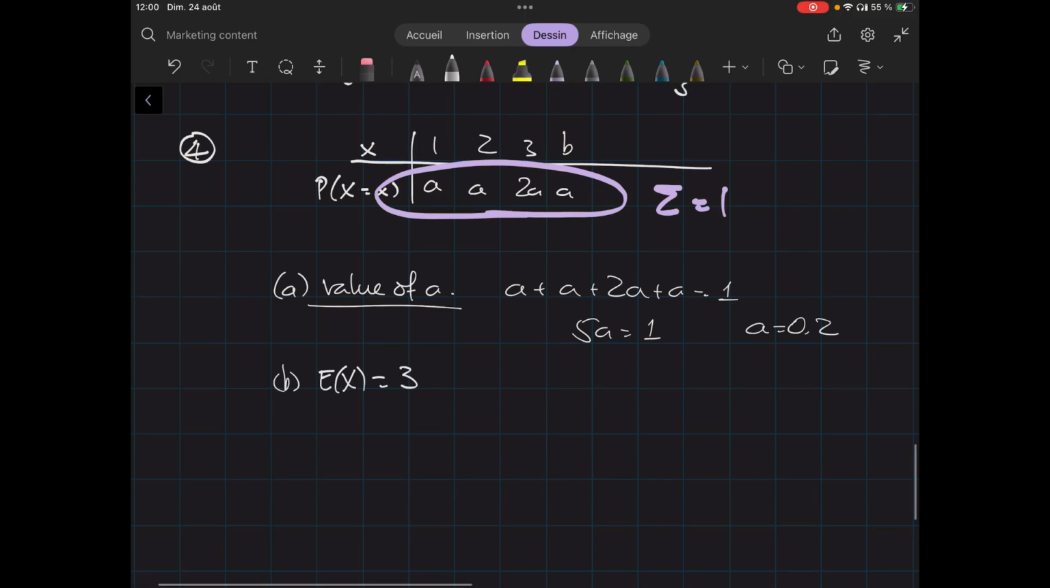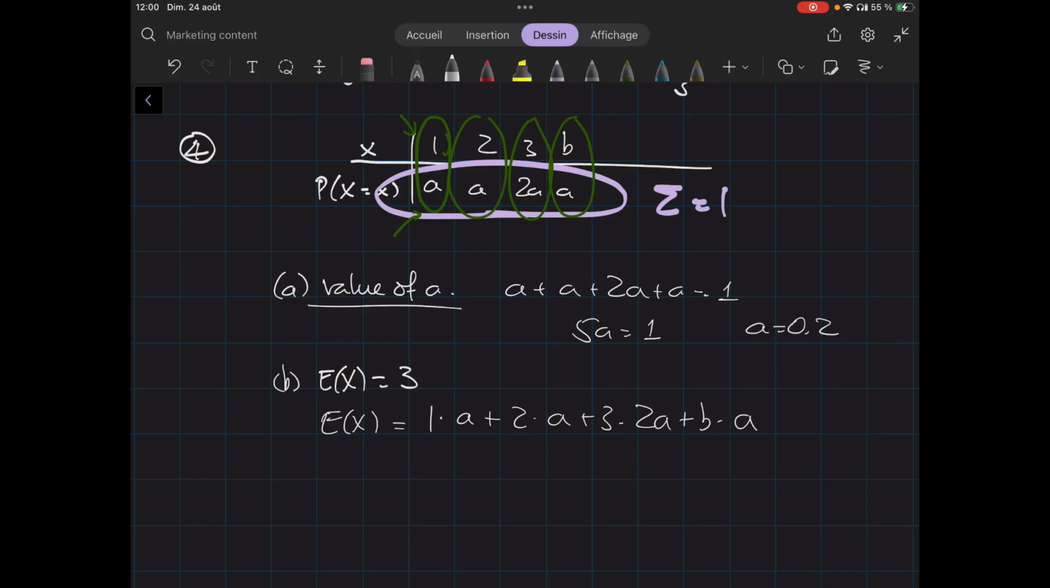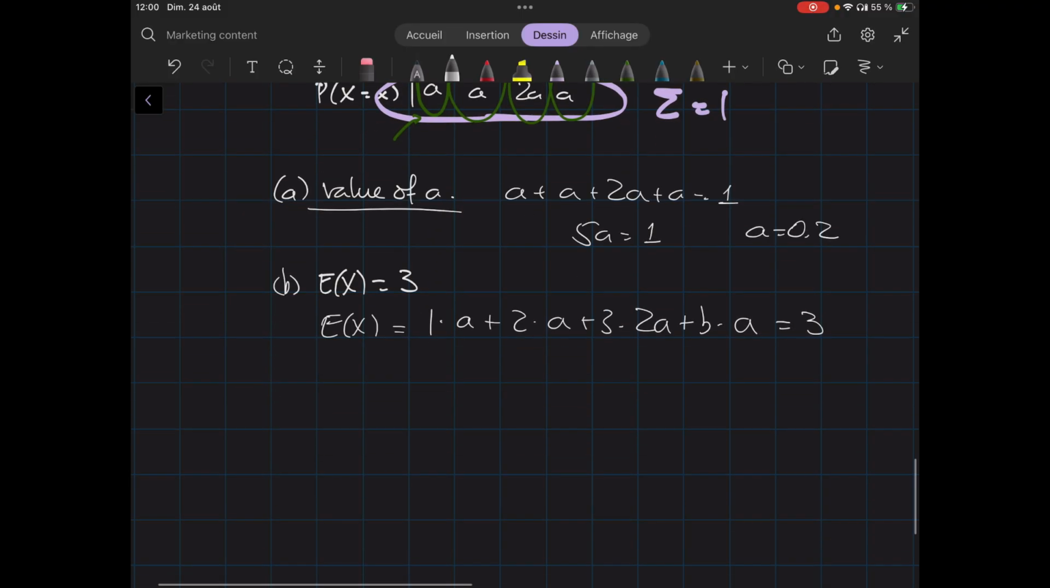Part B, you are now given the expected value of x. To calculate the expected value, we'll sum up the product of the value of the function and the probability of that value occurring. So E of x is equal to 1 times a plus 2 times a plus 3 times 2a plus b times a, and this is equal to 3. Now for the previous part, we found that a is equal to 0.2.